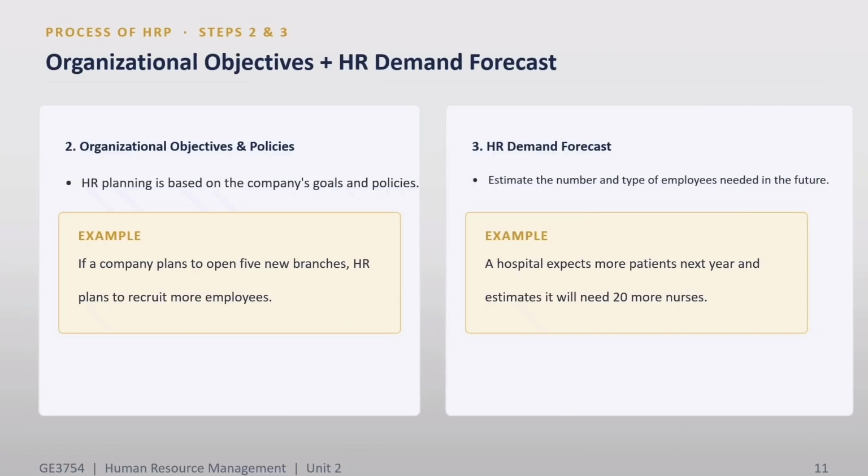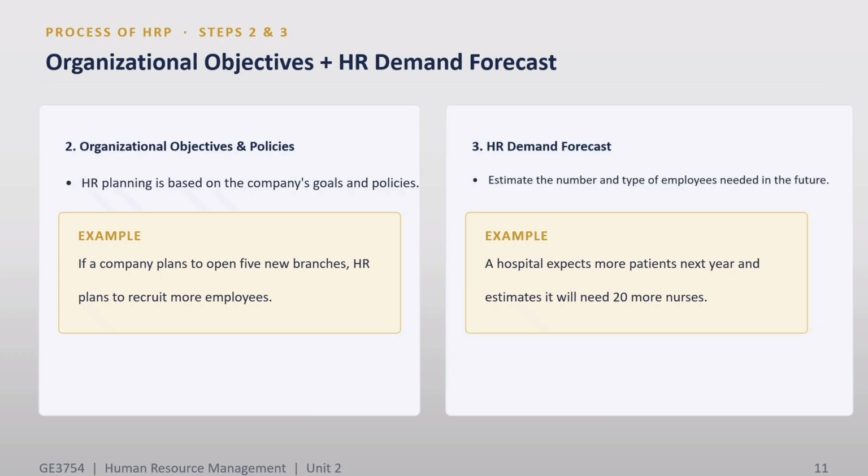The second step in the HR process is organizational objectives and policies. Human resource planning should always be based on the goals and policies of the organization. In other words, HR cannot plan the workforce separately from the organization's overall business plans. For example, if a company plans to open 5 new branches, the organization will require additional employees to operate those branches. Therefore, HR has to identify the number and type of employees that are needed.